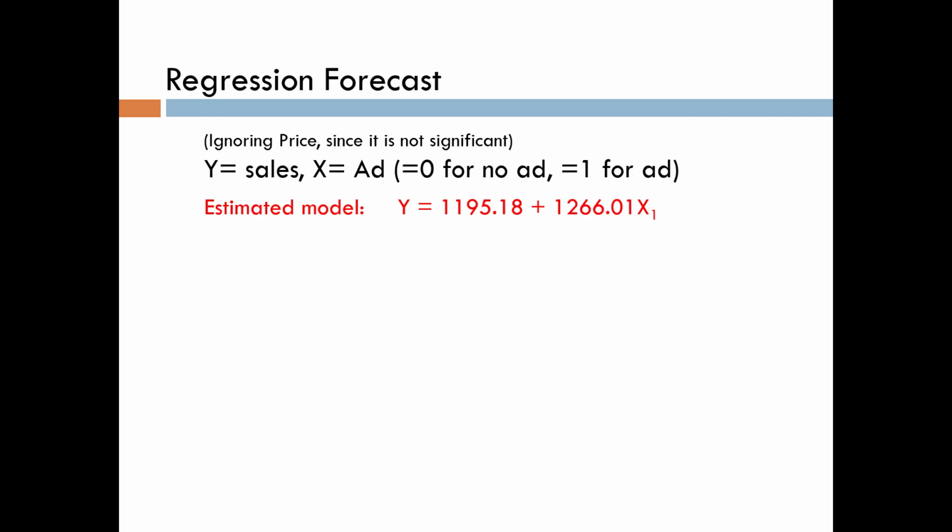Well, we start with the last regression model we estimated with ad as the only independent variable since price was not significant. The model that we estimated was y equals 1195.18 plus 1266.01 x, where the first term is the intercept and the second term shows the coefficient of ad.